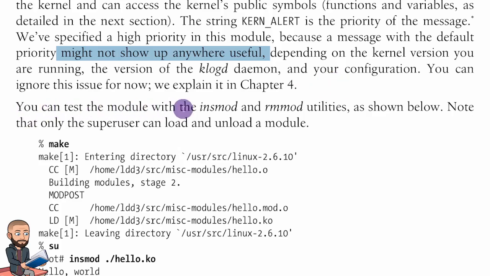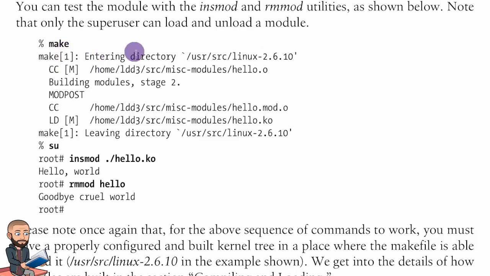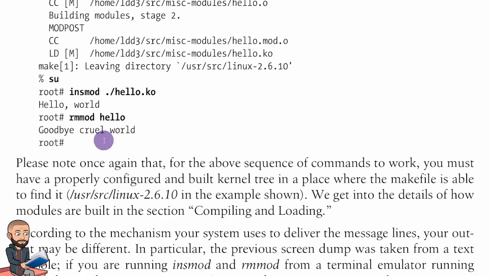Well, you can test the module with the insmod and rmmod utilities as shown below. Note that only the superuser can load and unload a module. So make, entering directory /usr/src, here's the hello.o, building modules, stage 2, MODPOST, hello.mod.o, hello.ko, and then make tells us it's leaving that directory. So then as a root user, you can type insmod and your compiled module there. Output is Hello, world. And then you can remove the module and it will say Goodbye, cruel world.